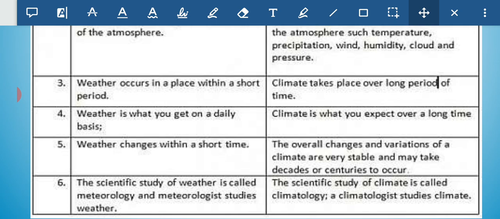The study of weather is termed meteorology, and the one who studies the subject is termed a meteorologist. For climate, the study is termed climatology, and the one who deals with the study of climatology is termed a climatologist. So here are the differences between the two very common terms, weather and climate.